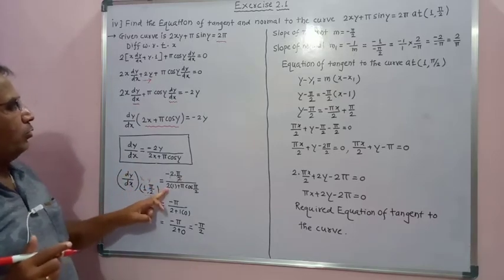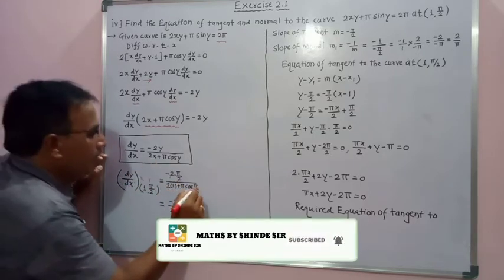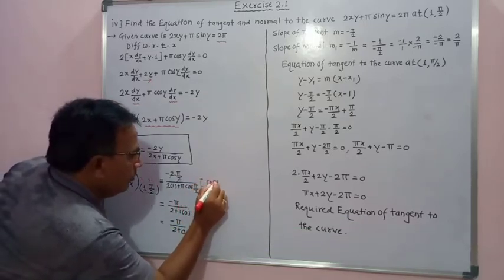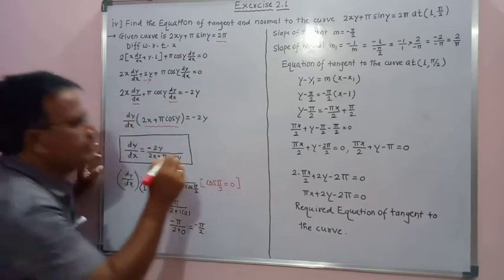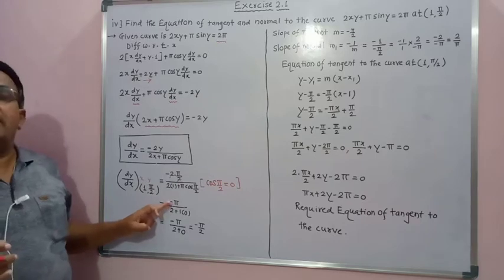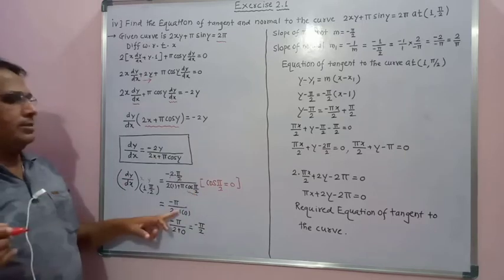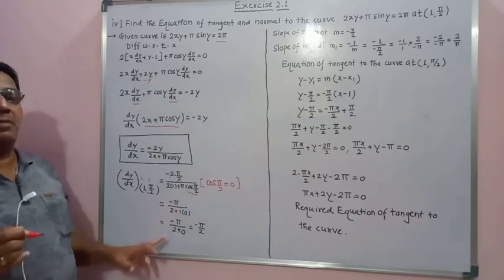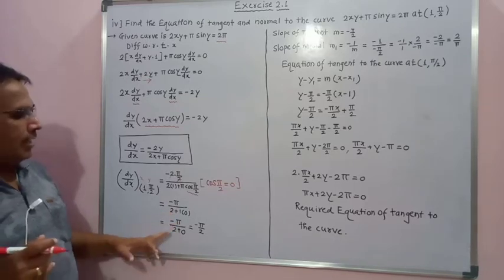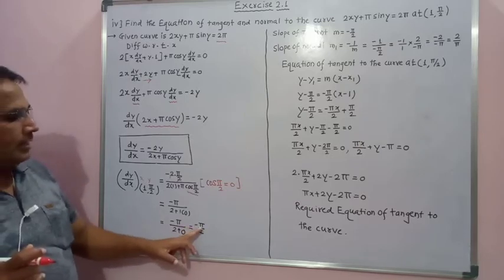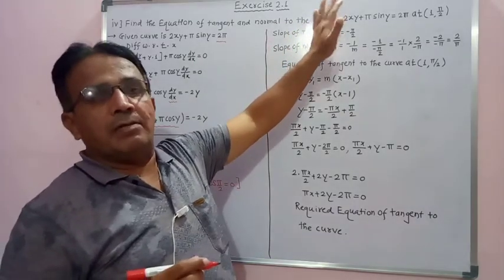Minus pi divided by 2 into 1, which is 2, plus pi into cos pi by 2. The value of cos pi by 2 is 0. Cos pi by 2 means cos 90, and cos 90 is 0. Therefore, minus pi divided by 2 plus pi into 0, which is 0. Minus pi divided by 2 plus 0 is minus pi by 2. This is the slope of tangent, that is m equal to minus pi by 2.